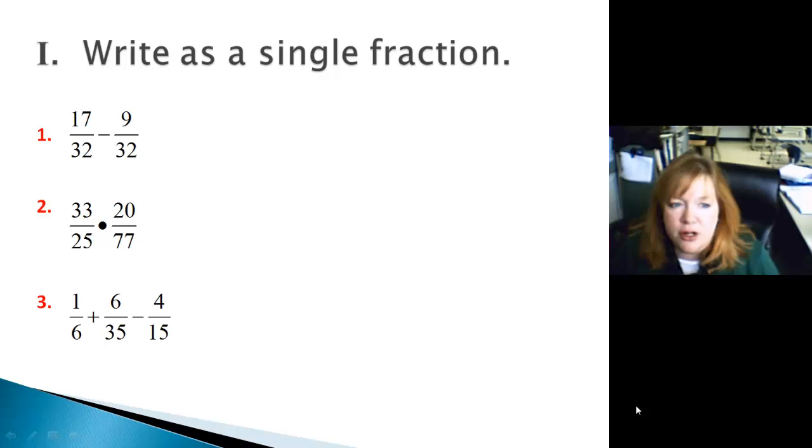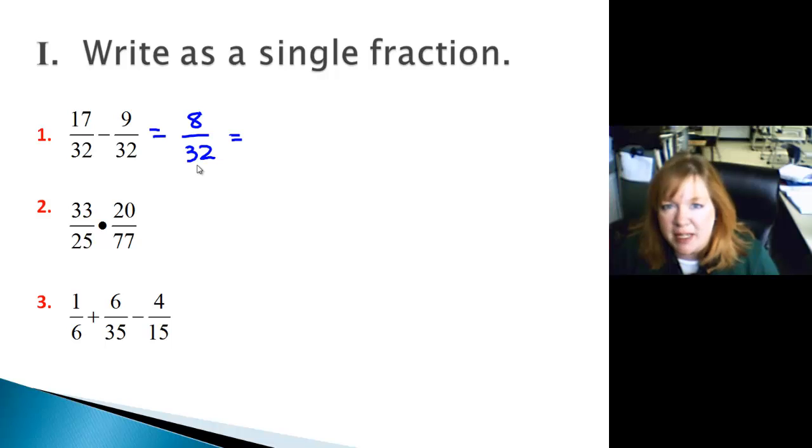So let's get started looking at how to write as a single fraction. That means add or subtract, multiply or divide. If we start out, this first one's easy peasy because you've got the same denominator, 32. So all you do with this is subtract the numerators, 17 minus 9, to give you 8. Then to simplify, normally you've learned to slash it out, divide the top and bottom by 4.